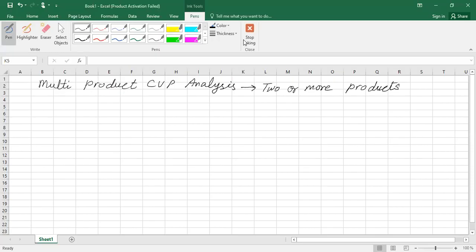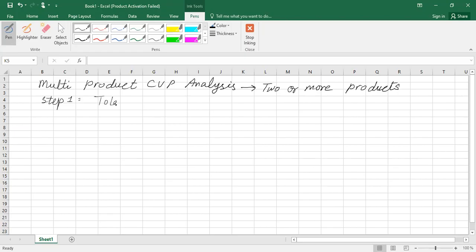So that's why in the multi-product CVP analysis, we usually calculate break-even point revenue first. So I will continue with the example because we have already discussed all the formulas. Formulas are almost the same for the multi-product CVP analysis and for single product. But definitely the methods to calculate break-even point are significantly different. In fact, in this multi-product CVP analysis, it is very complicated to calculate break-even point revenue. So I am going to start with an example.